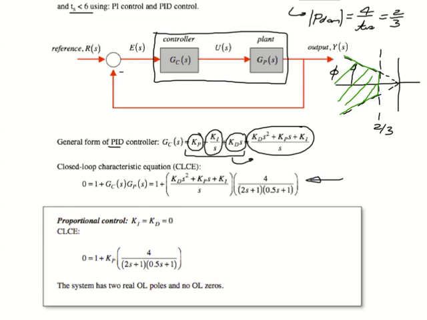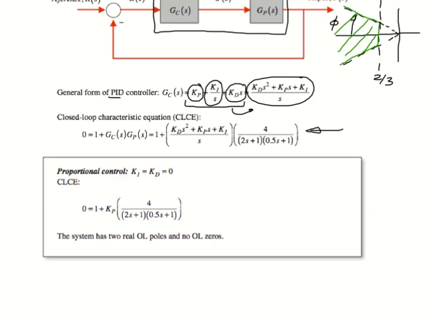We're going to look at 3 cases individually. One is just strictly proportional control. So if we come up to our Kd, set that equal to 0, Ki set that equal to 0, our closed loop characteristic equation looks like this. With this, our system has 2 real open loop poles. Those open loop poles are minus 0.5 and minus 2. And no open loop zeros. So we'll keep that in mind when we look at the example in more depth.